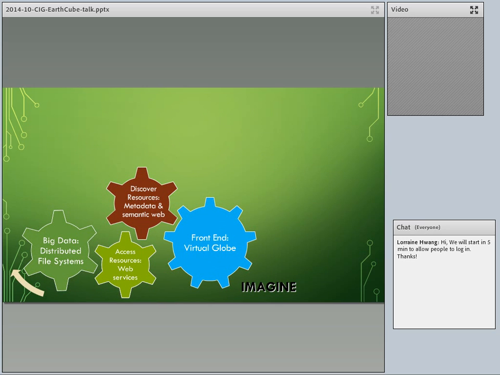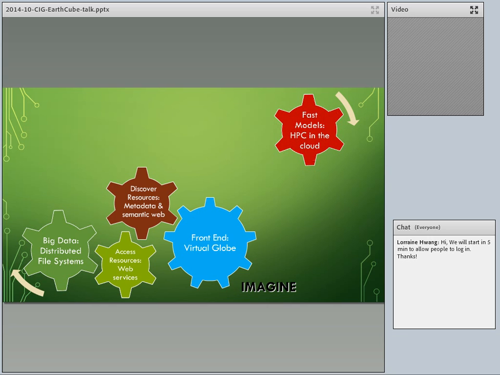If you imagine the whole system, I'm just inviting you to imagine how this could work, and this is my personal understanding. Let's start with the data. There is big data. It's a distributed file system, so we need access to that. We don't want access to just any data set. We want very pointed access to just the specific data that we are interested in, and we would do that through web services, which would be semantically enabled so that we could search across disciplines, and all of that could be connected to this front-end virtual globe.